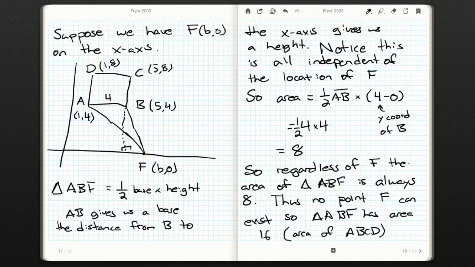You can try it at home on a piece of graph paper if you want to set up your diagram a little better. Try F at various points. You will always get an area of 8. And we wanted an area of 16. Well, we're not going to get that. 16 is not equal to 8.